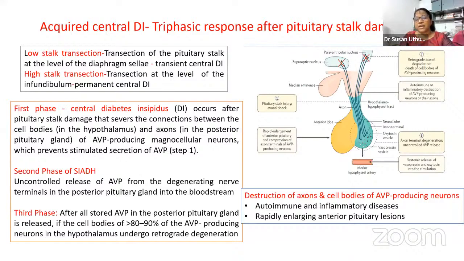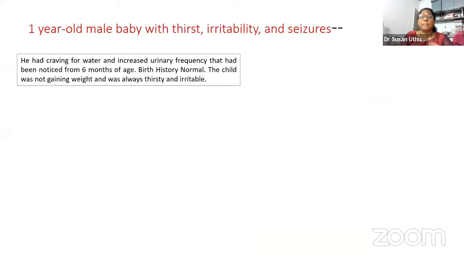A similar type of destruction and disease can happen in autoimmune and inflammatory disorders, as well as rapidly enlarging anterior pituitary lesions, which may compress the posterior pituitary and affect the release of vasopressin from the axon terminals.